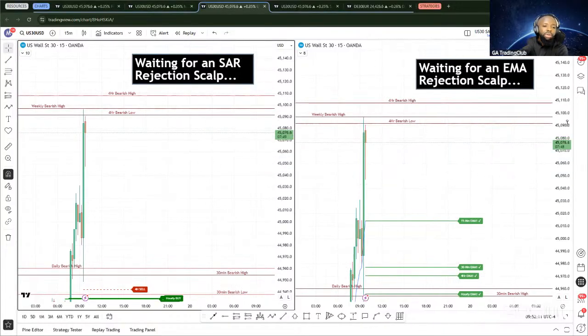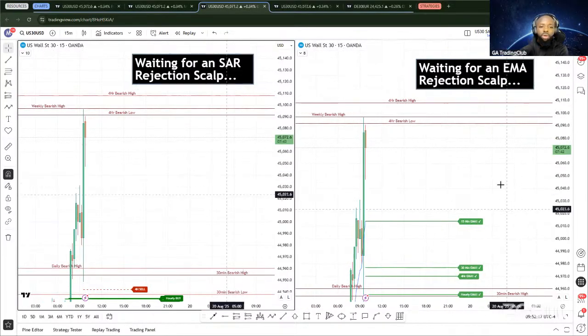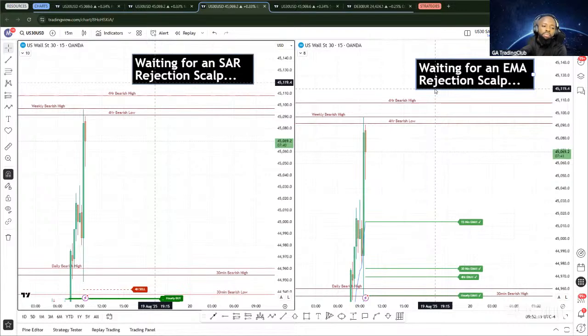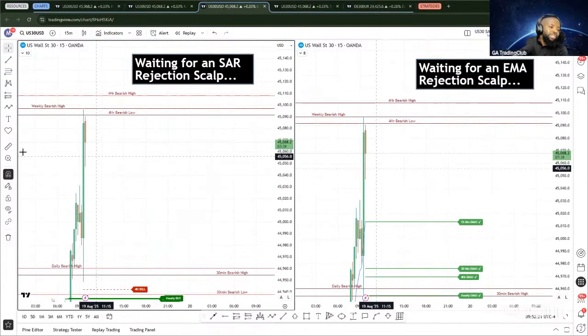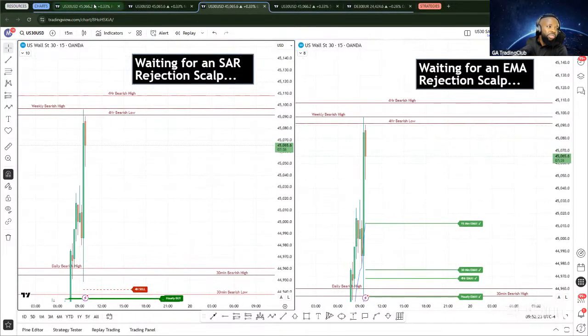But anyway, coming back to the rejection scalps, we're still trading them. This is the basis of my main entries that I take. So far, there's nothing for the rejection scalps.